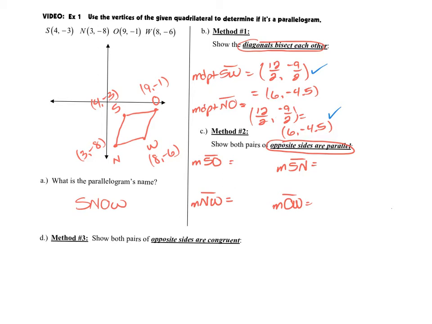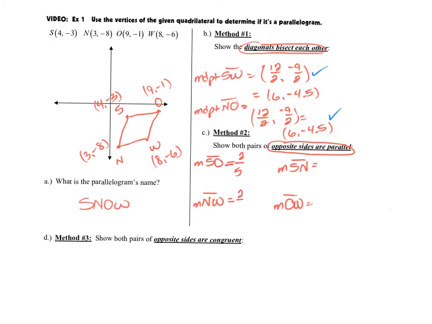So for slope, we're going to do rise over run. So that's the difference in the y values over the difference in the x's. So for SO, I'm going to do -1 minus -3. That's going to give me a 2. And 9 minus 4 is 5. If you had done your subtraction in a different order, you would have had negatives on both of those and then would have had to clean that up. For NW, I'm going to do -8 minus -6. That's going to give me a 2. 8 minus 3 is going to give me a 5. And I can see that my slopes are the same.